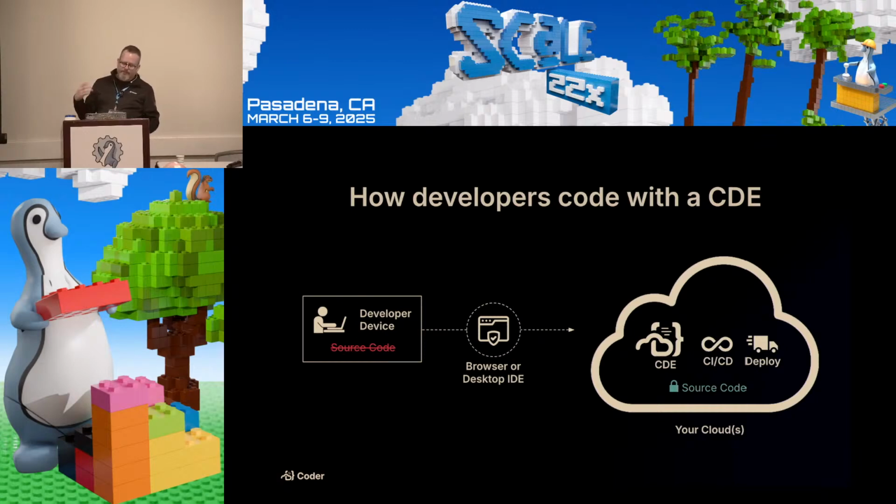With a CDE, you're removing all that tooling and, more importantly, all the source code off of the developer's device, and you're moving it up into a cloud instance, and they're just going to access that with their IDE. And that could be a browser-based IDE or any local IDE that can do a remote connection. And you see that the CDE gets moved up there with the CI/CD and the deployment flows.